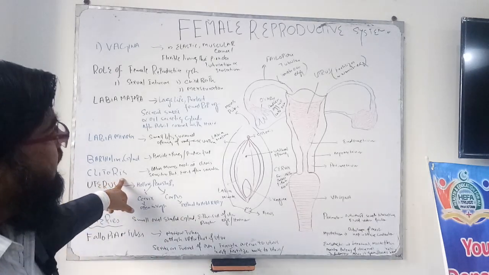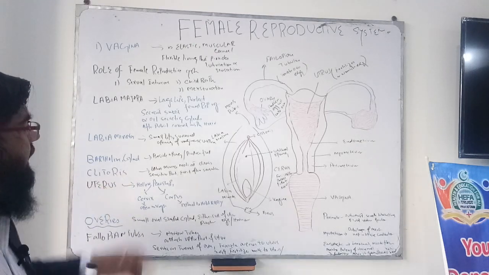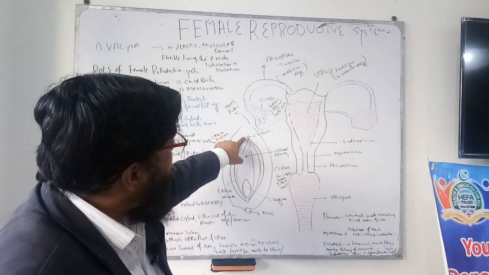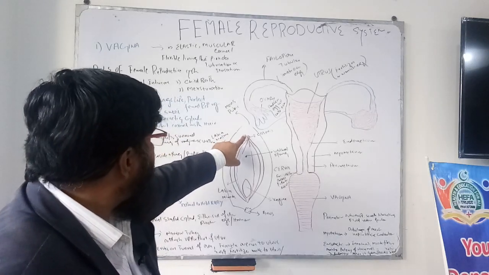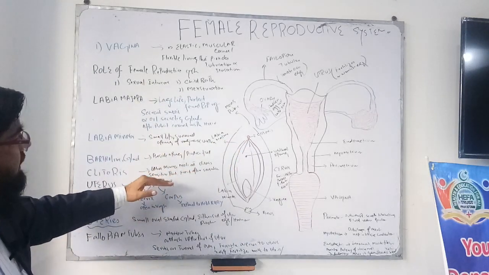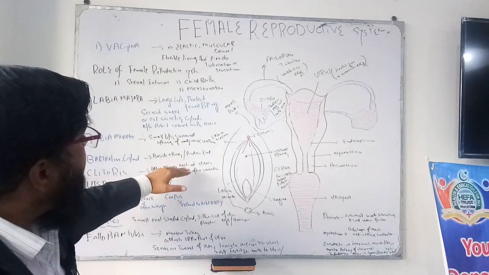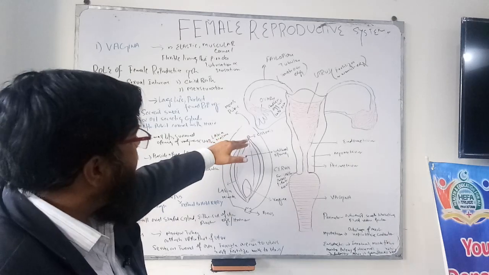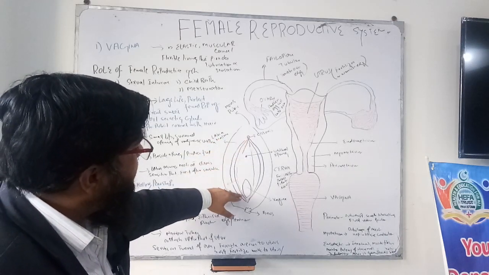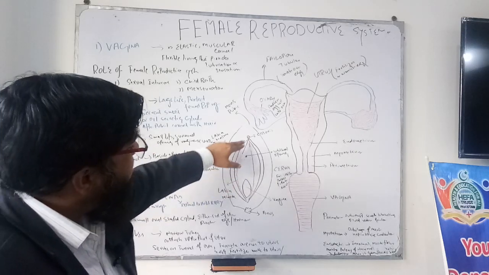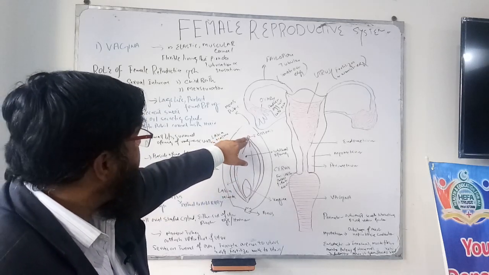Then the next part is called the clitoris. The clitoris is located here at the top of the vagina. The labia minora meets at the clitoris. This is the labia minora. The inner portion of the vagina is called labia minora and it meets at the clitoris.